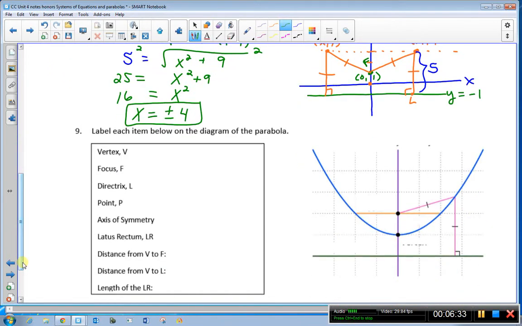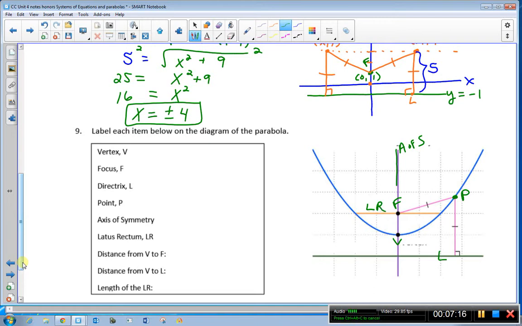And then the last one, label each item below on the diagram of the parabola. So here's the vertex, V. Here's the focus, directrix, L. So that's here. Point P. Well, I really wish this was A, but okay. That's the point, P. Axis of symmetry is right here. And the latus rectum is this one right there, the one that goes that length.